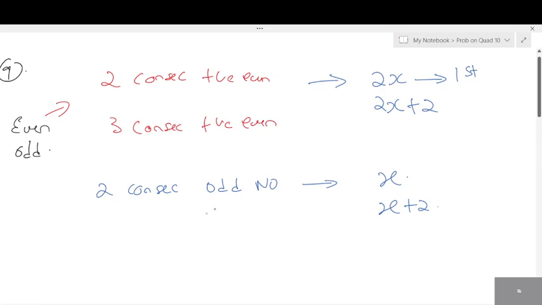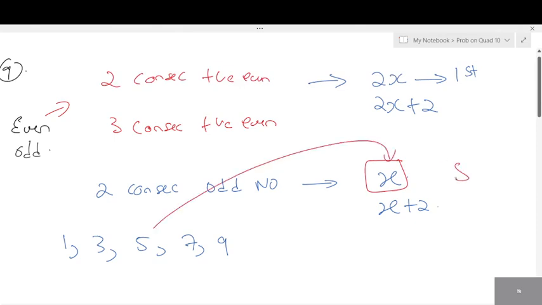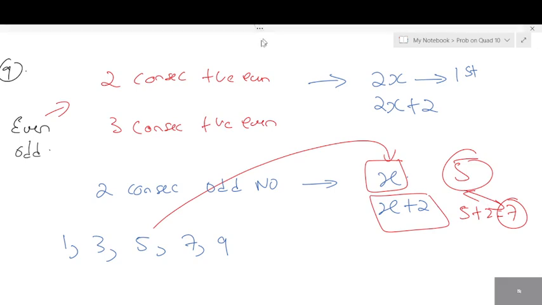Can you tell me all the odd numbers? What are the odd numbers we have? 1, 3, 5, 7, 9. It goes on, right? Now, if I take the first number, take any odd number, students. Let me take 5. If the first number is 5, what will be the second number? In place of x, if I put 5, 5 plus 2 is 7. Can you see? 5 and 7 are odd numbers.